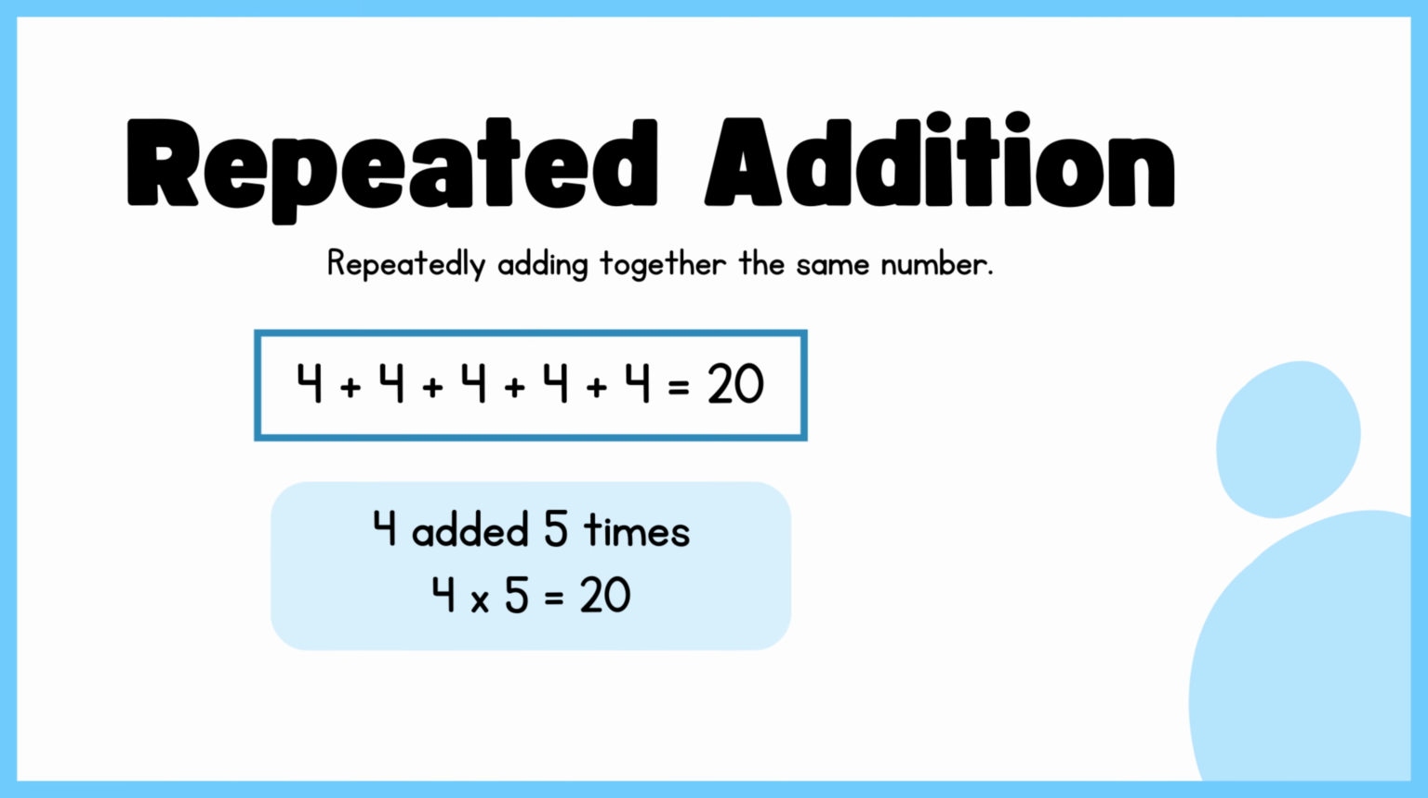Next, we have repeated addition, which is repeatedly adding together the same number. You can see here we have an example. You can see it is 4 plus 4 plus 4 plus 4 plus 4 equals 20. Now, you could have just done 4 times 5, but this is a strategy, which is 4 plus 4 plus 4 plus 4 plus 4. So you're adding 4 5 times, which is equivalent to 4 times 5, which is also equivalent to 20.